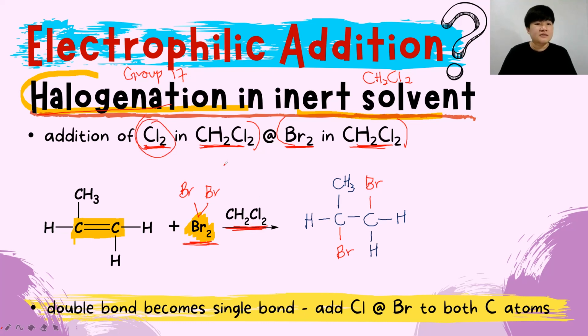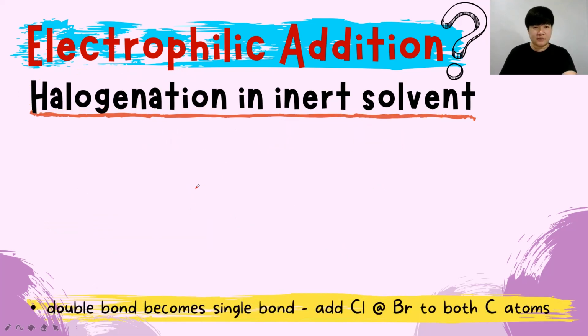It will be the same, but you add in Cl. See that? Let's look at more examples. If I'm adding Cl2, also in the inert solvent, CH2Cl2. So what would be the changes?